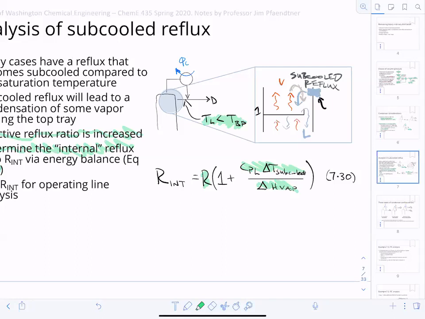And basically, if you encounter this situation, what you need to know is that before you draw your operating line for the rectifying section, you need to figure out what the effective or internal reflux ratio is going to be, and then draw the slope of your operating line with that effective reflux ratio.